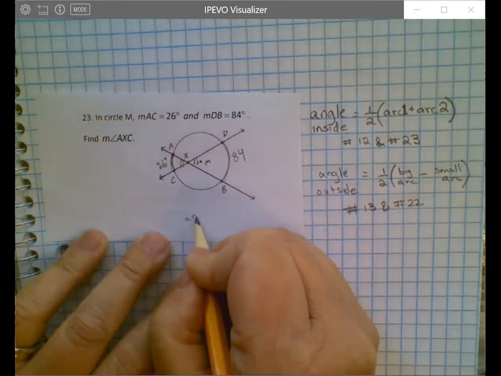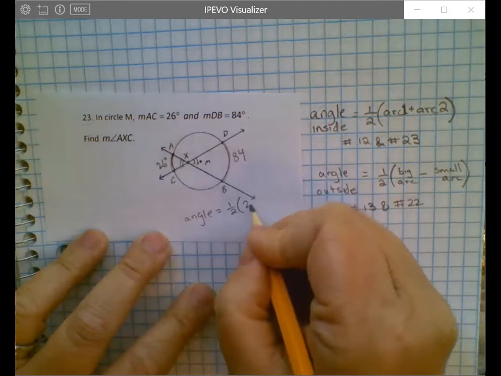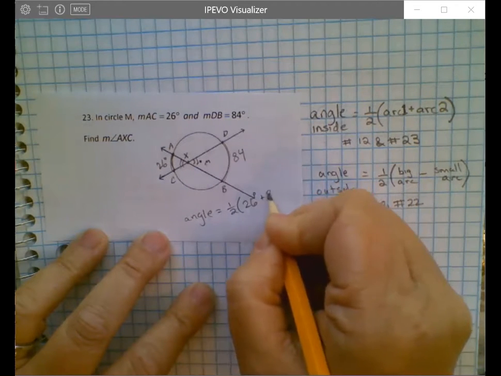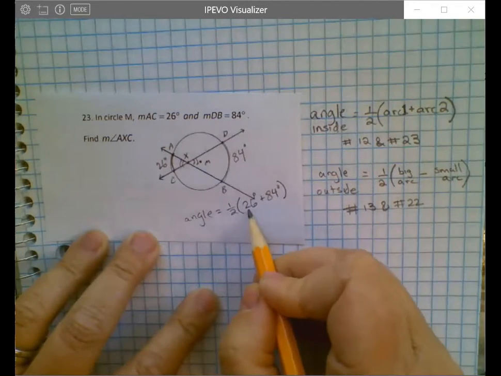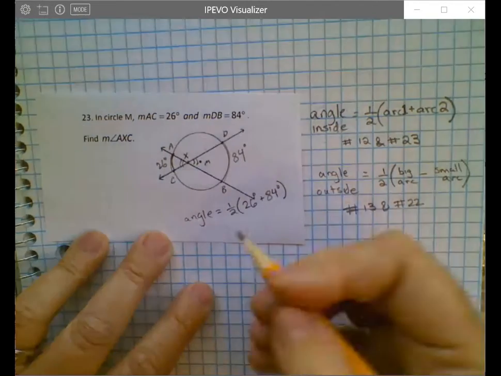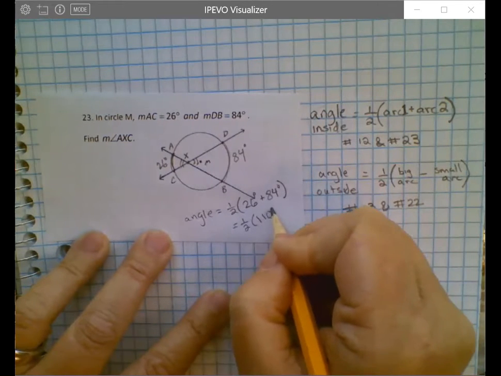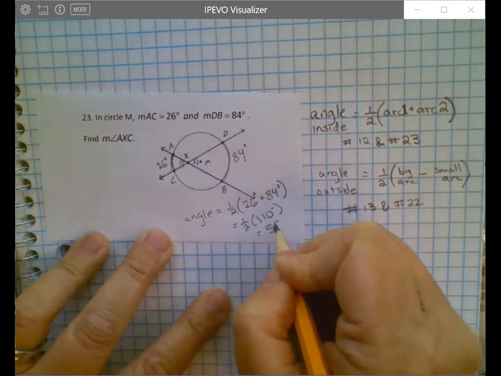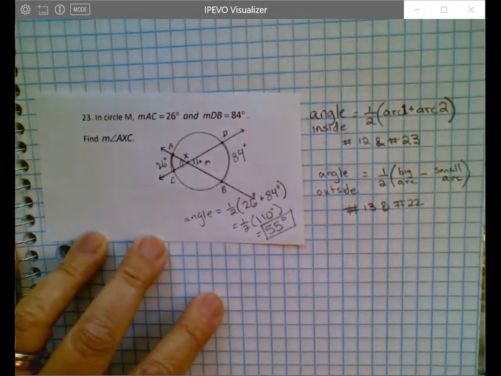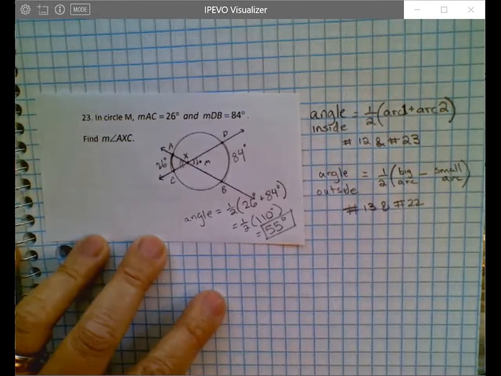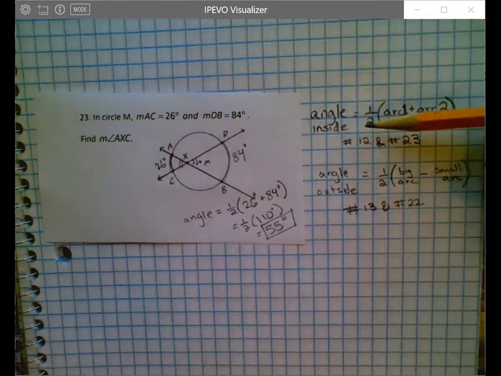So the angle is equal to 1/2, and then our two arcs, 26 degrees plus 84 degrees. I left the little degree mark off. Okay. 26 plus 84 is actually 110. It's the same as what we had before. So this is 1/2 of 110 degrees, which means that angle is 55 degrees. Of course, that's just a coincidence that we had an angle of 55 in both of those problems. It could be anything. All right, so that's a couple of examples of what happens when the angle is inside.